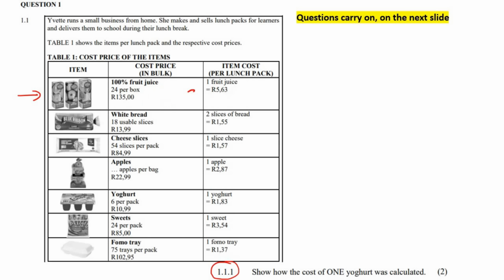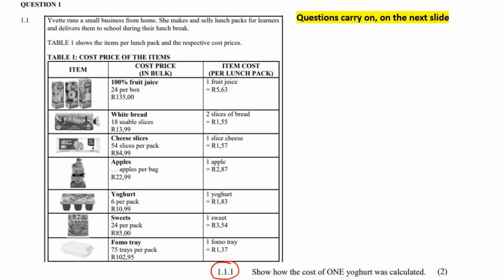Okay, and then for bread, if you want to buy 18 slices of bread, like a normal loaf of bread, it's 13 Rand 99, but she only gives each learner 2 slices, and so that's going to be about 1 Rand 55. So this is the cost for each learner, the price per learner. And then this is what she pays when she buys everything in bulk.